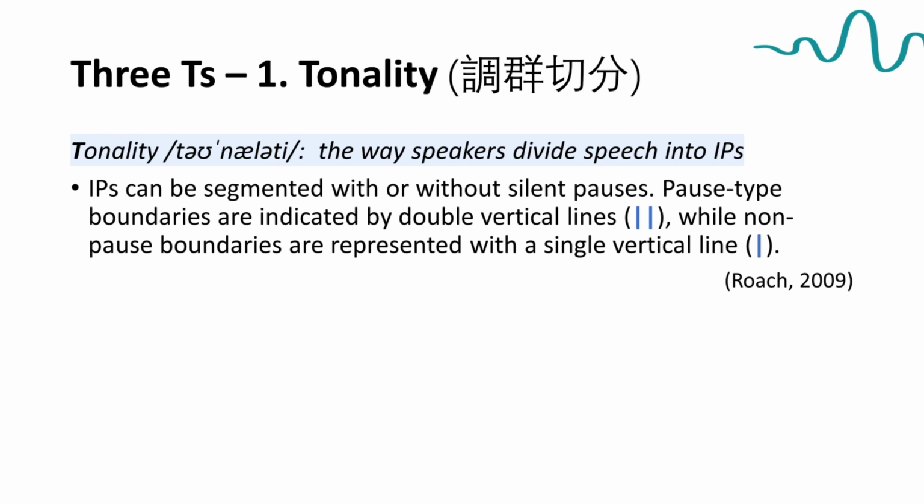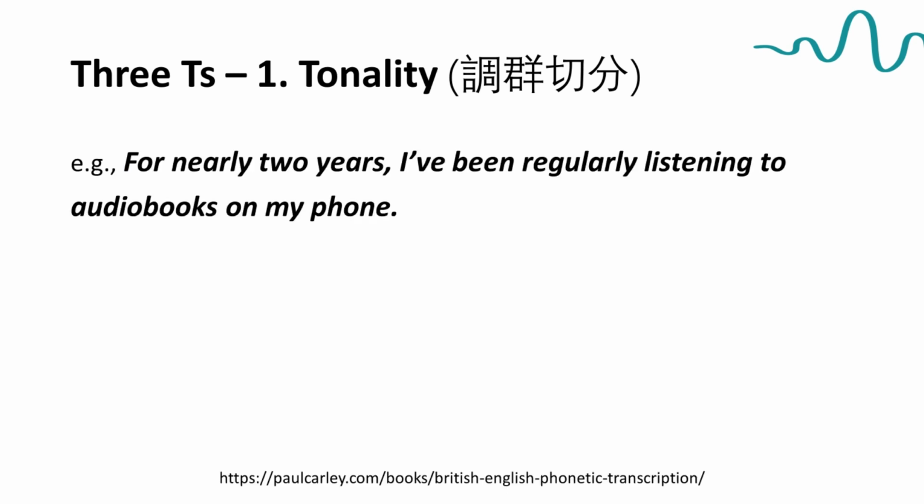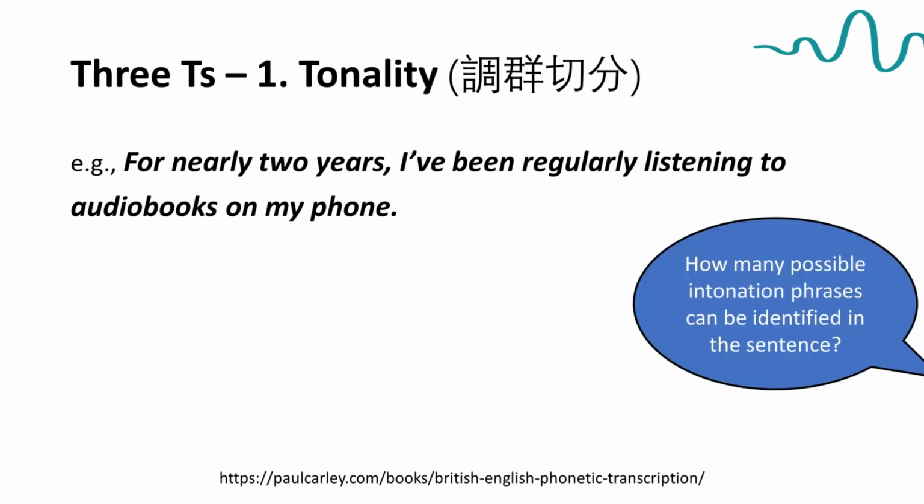According to Roach, double vertical lines can be used to represent pause-type boundaries, marking a place where you can stop speaking, while a single vertical line can be used to indicate a non-pause boundary, which occurs when what you have said is incomplete. Here is a sentence. Please try to divide the sentence into IPs. How many possible IPs can be identified?